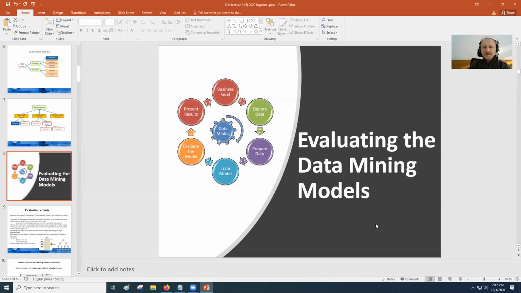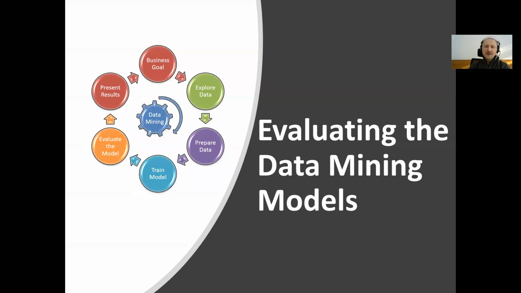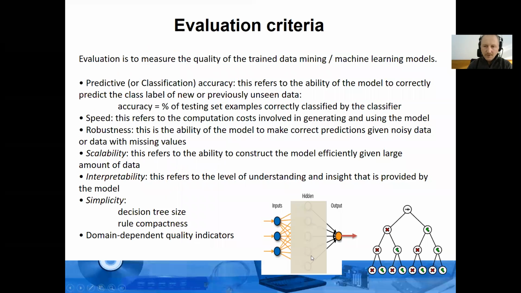So today in the lesson, we will learn how to evaluate machine learning or data mining models. So what is our aim in evaluating them? When you have trained a model, when you introduce your data set to the machine learning or data mining algorithm, it is producing a data mining model.